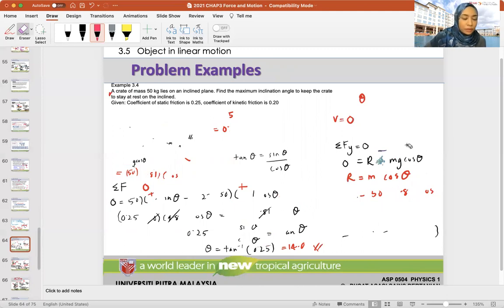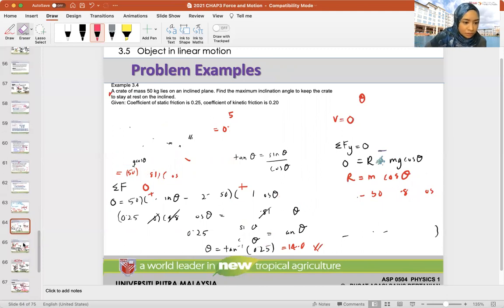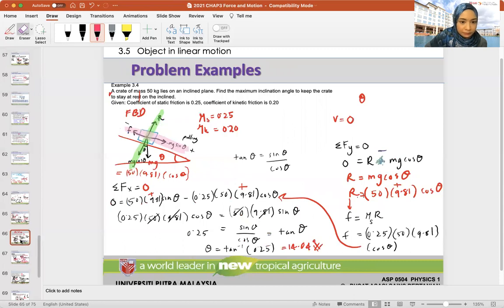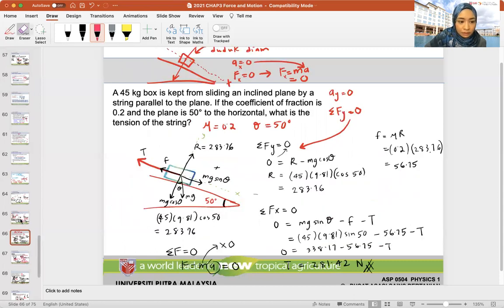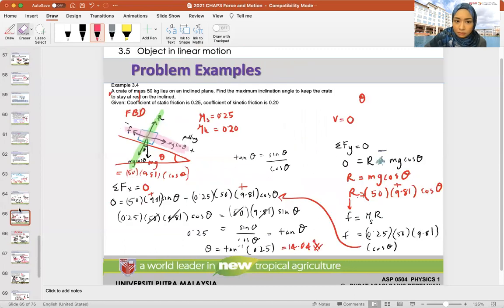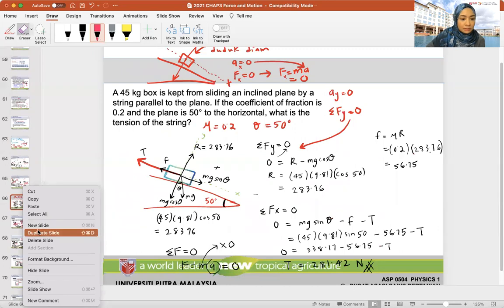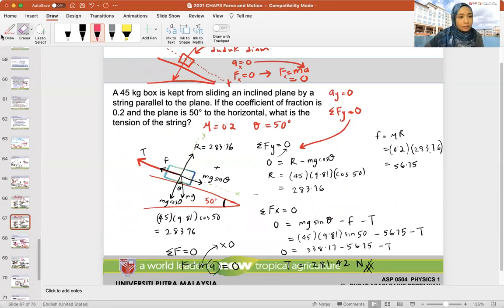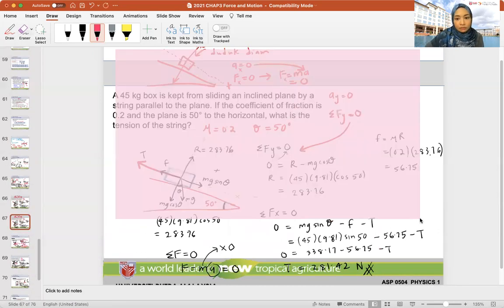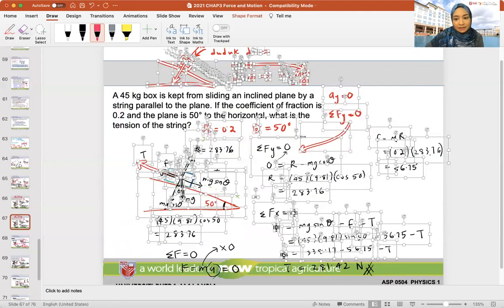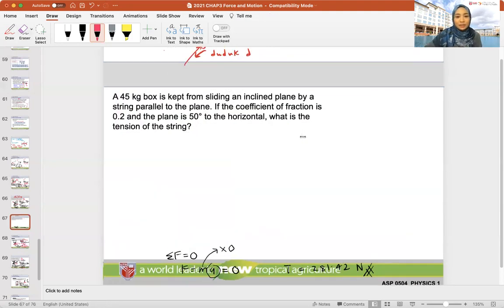Oh, dah buat dah. Tapi saya buat lepas ajar linear motion. Okay, never mind. Is it? Yes, dah buat. Ini pun dah. Belum, ini belum. Duplicate slide. Okay, kejap. Tengoklah jawapan, tak ada masalah. Nanti kena buat balik juga. Okay, let's do it together.